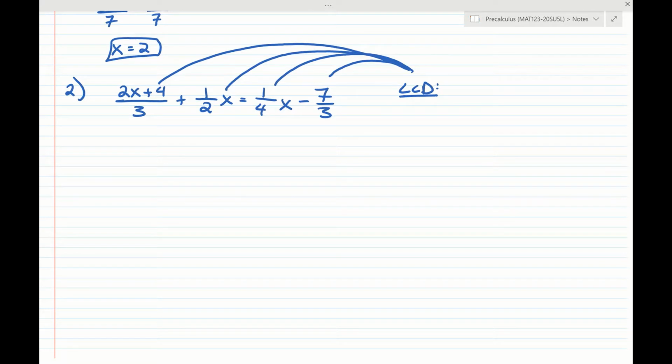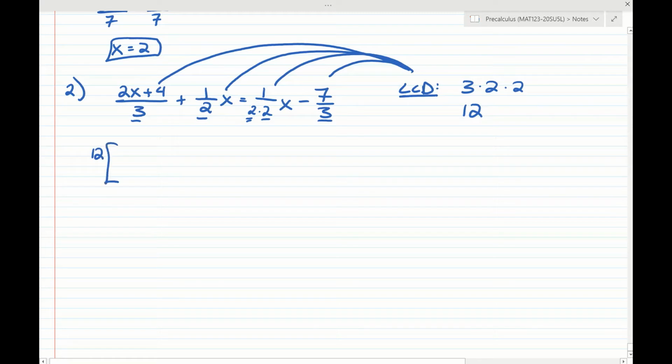So between 3, 2, 4, and 3, we could even factor the 4. 4 is really just 2 times 2. So in our least common denominator, we definitely need a 3. We definitely need one factor of 2. And we definitely need another factor of 2. So our least common denominator would be 12. If we multiply everything by 12, it'll get rid of our fractions.